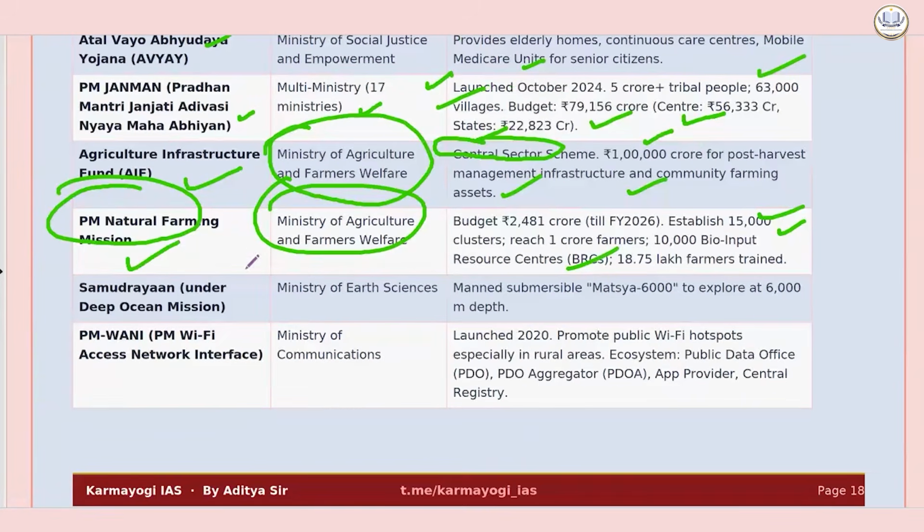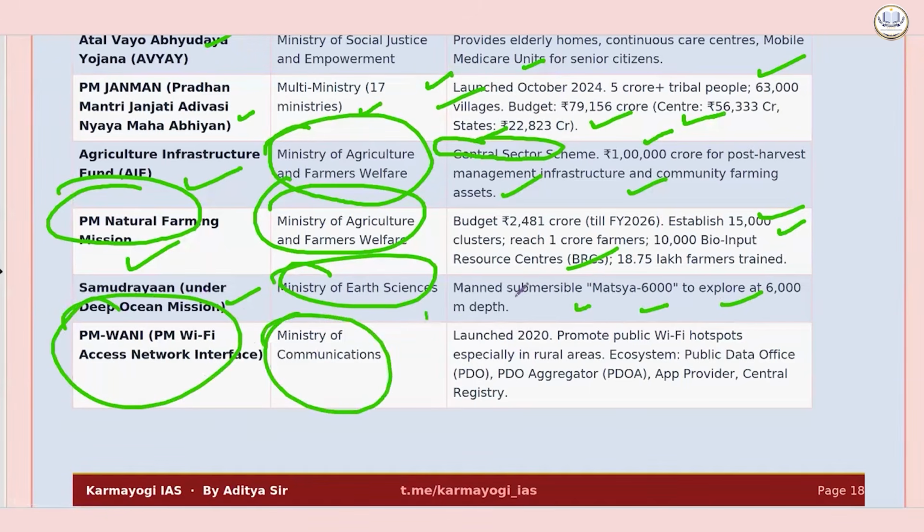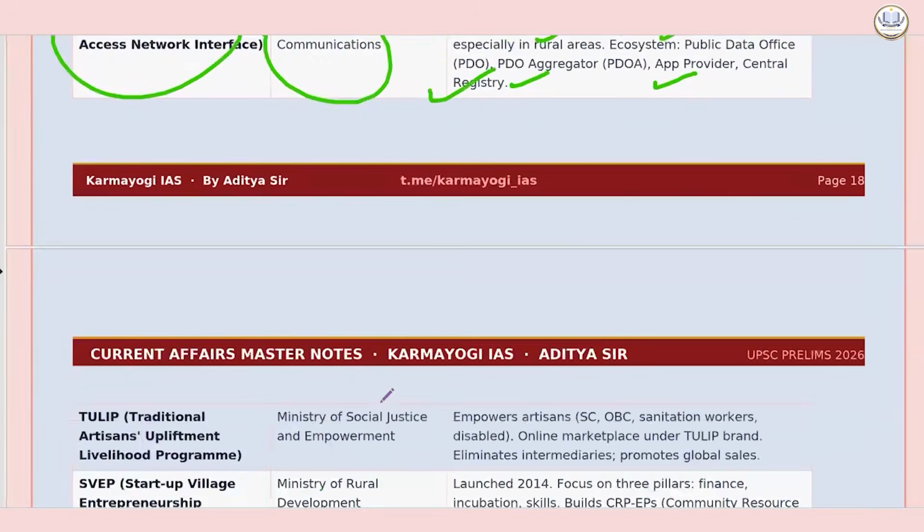We have Samudrayaan under the Deep Ocean Mission, Ministry of Earth Sciences. Manned submersible Matsya 6000 to explore 6,000 meter depth. PM WANI, Ministry of Communications, launched 2020, promotes public Wi-Fi hotspots, especially in rural areas, with an ecosystem of public data offices, aggregators, app providers and a central registry.